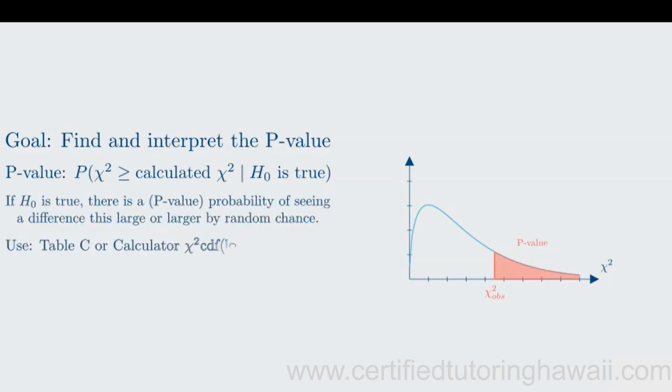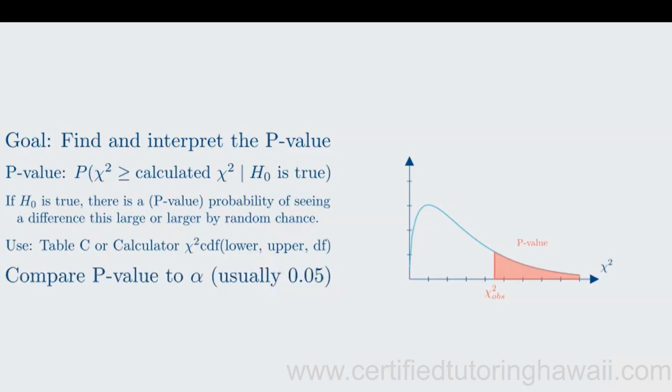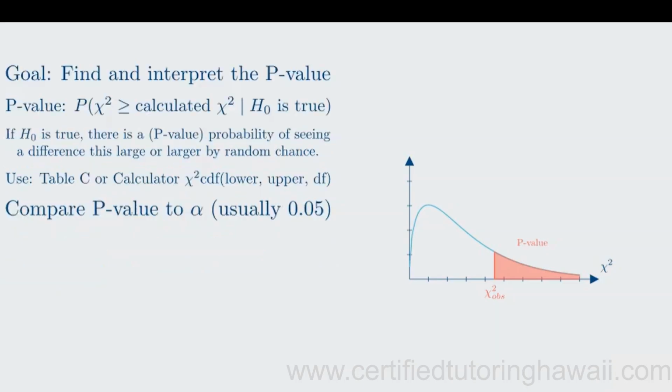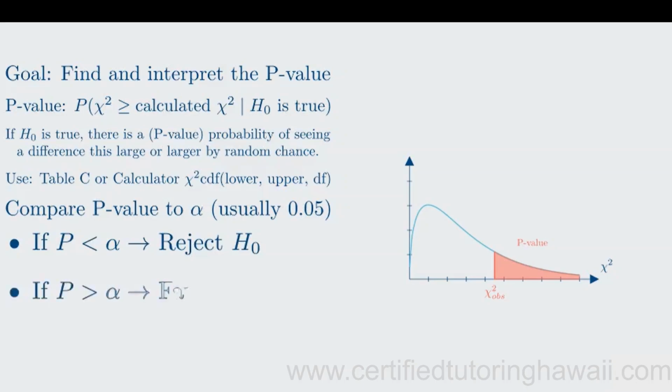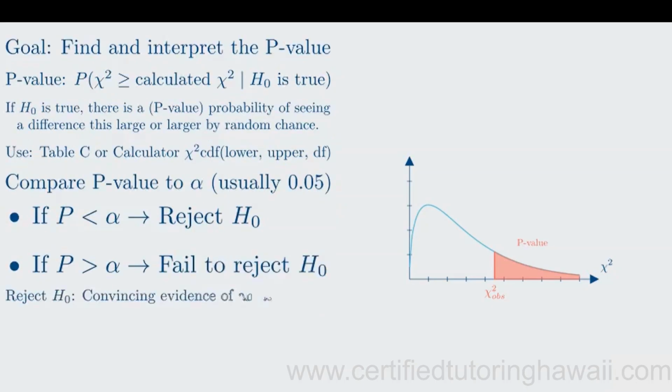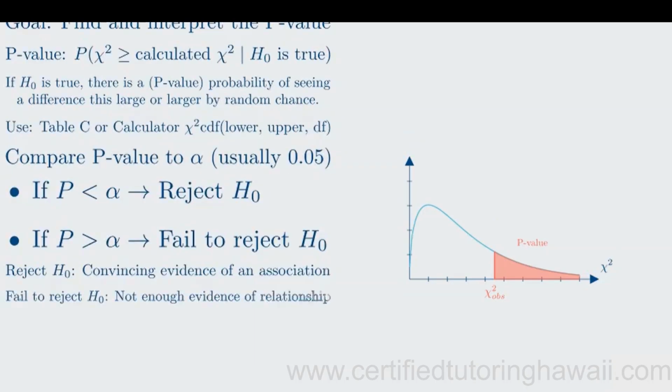To actually get the number, we use technology or a chi-square probability table with our degrees of freedom. In AP Stats, you'll often use a calculator's chi-square CDF function or a specialized test menu. Once we have that p-value, we compare it to our significance level, alpha, which is usually 0.05. If the p-value is less than alpha, reject the null hypothesis. If the p-value is greater than alpha, fail to reject the null hypothesis. Rejecting the null means we have convincing evidence of an association or a difference in distributions. Failing to reject means we do not have enough evidence to say a relationship exists.